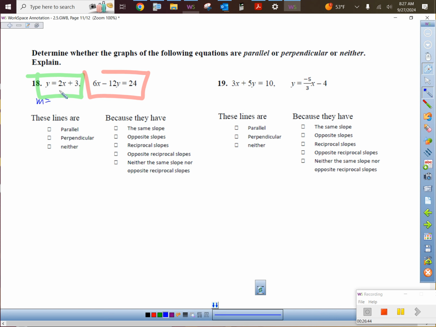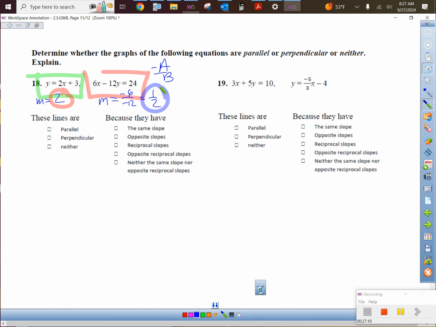Slope of this line is 2, because he was in slope-intercept form. What's the slope of this line? Well, he's in standard form. I'll let you find him. I got a negative 6 over a negative 12, right, because I'm doing opposite of A over B, correct? The slope of this line is 2. The slope of this line is 1/2.